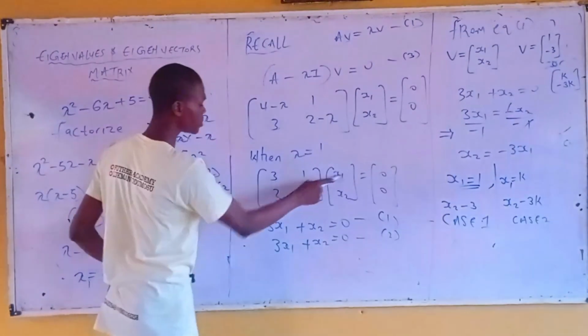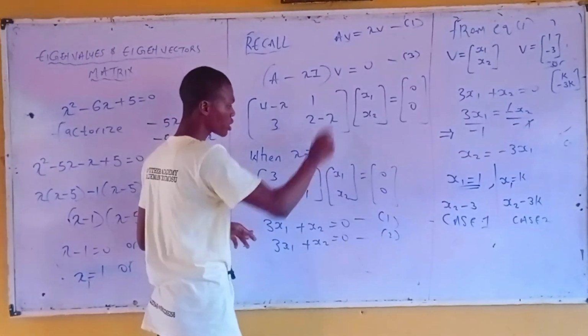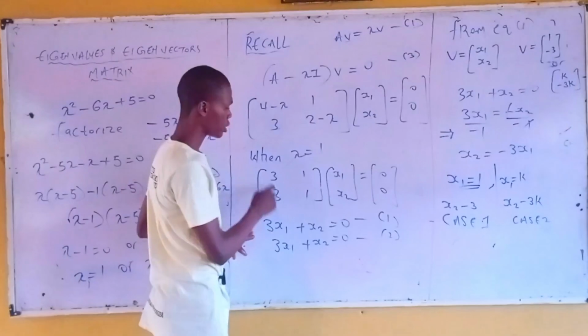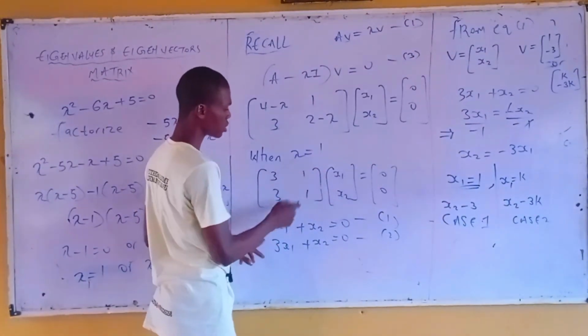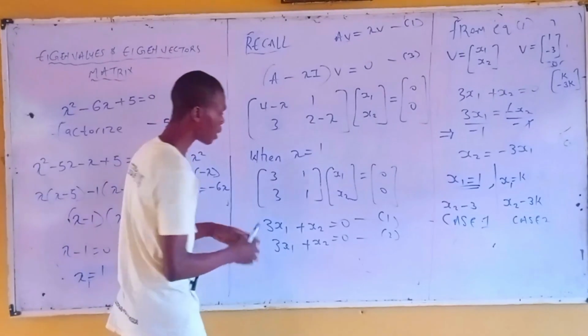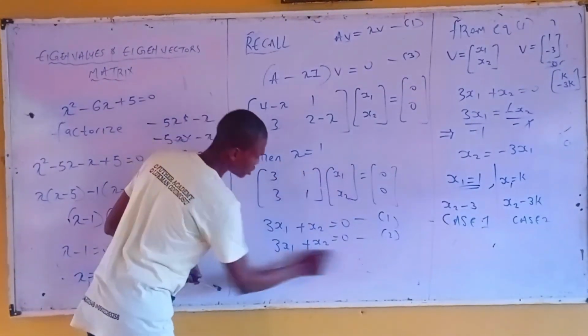This is the normal matrix, row times column. You are just performing your normal matrix multiplication, and this time this will give you this.